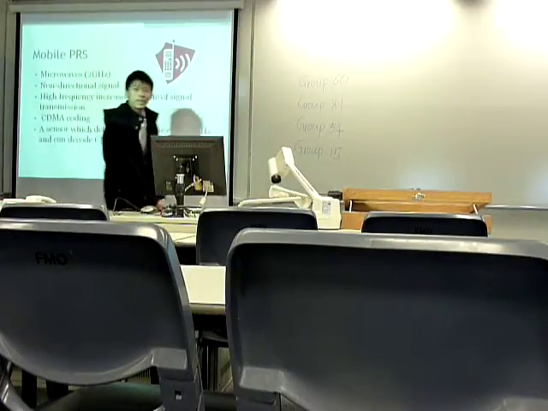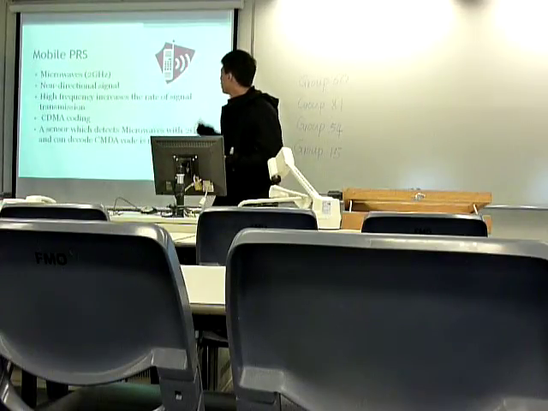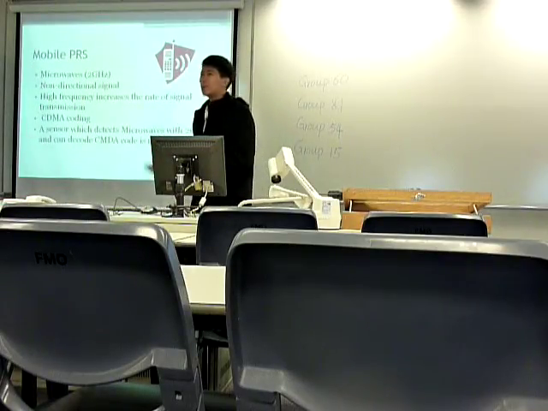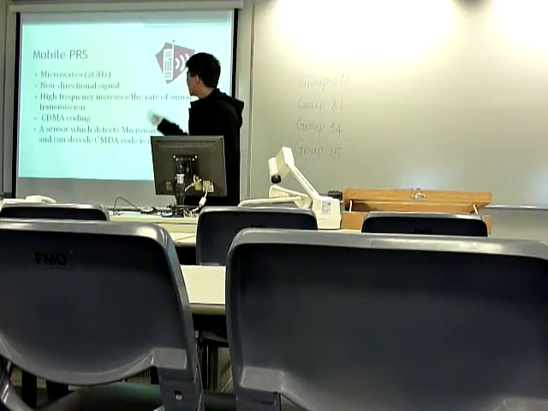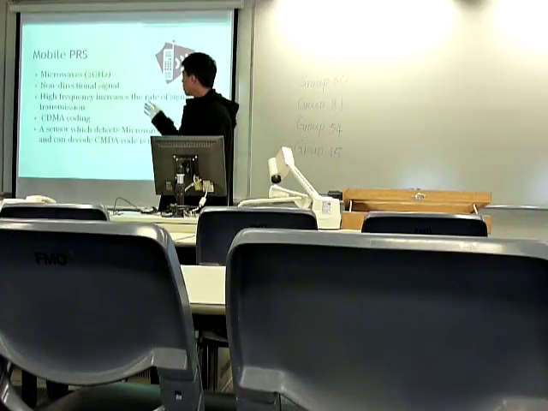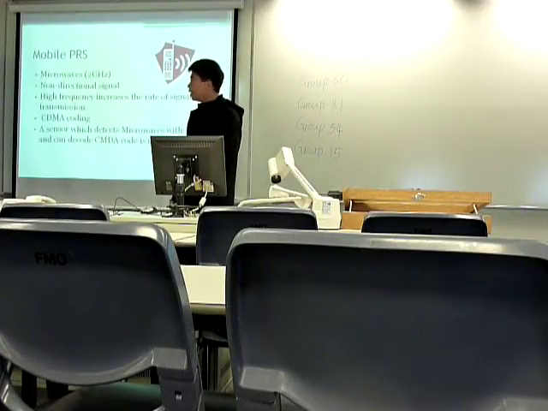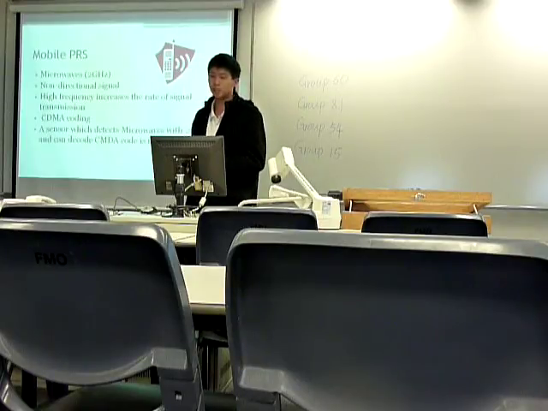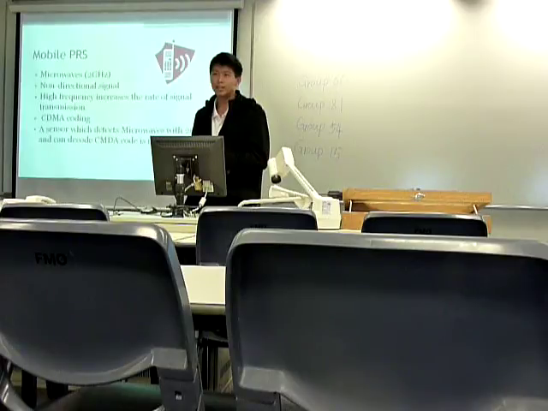And we suggest we combine the PRS system with our mobile phone. Usually our mobile phone uses microwave with about 2 GHz. The microwave is a long directional signal, and it has high frequency to increase the rate of signal transmission. But how can we identify the signal if we want to use it in a lecture theater?